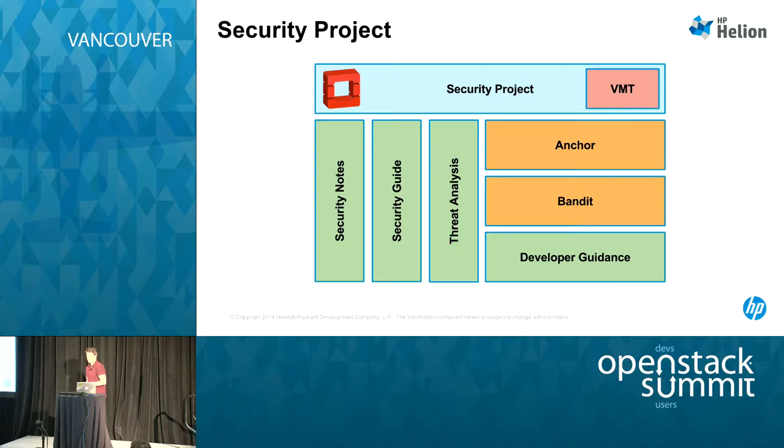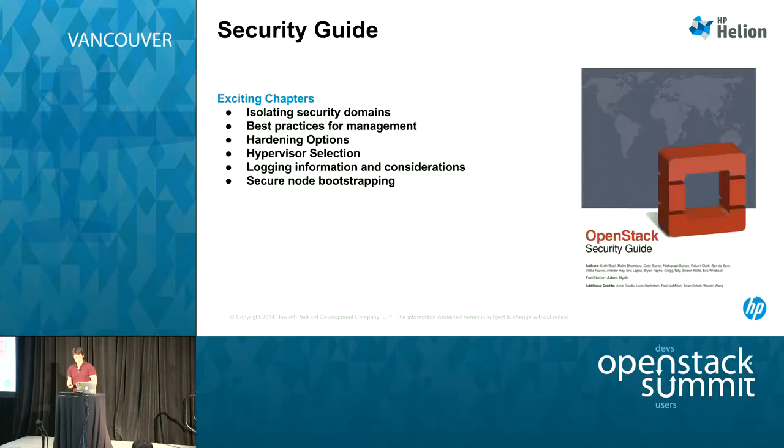We also have tooling projects. So Anchor and Bandit are these two tooling projects we have at the moment. Anchor is an ephemeral PKI system that I'll speak to a little bit more as the talk goes on. And Bandit is a Python security linter for finding vulnerabilities in Python code, and that's actually integrated into the gates of a number of projects for detecting and giving early feedback on vulnerabilities that might otherwise go out into OpenStack.